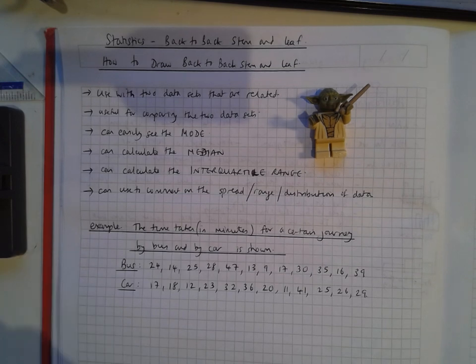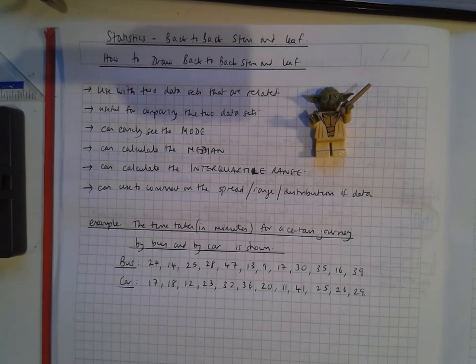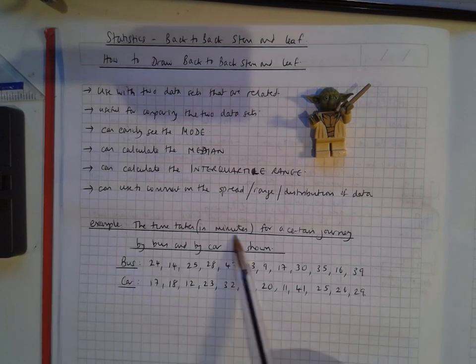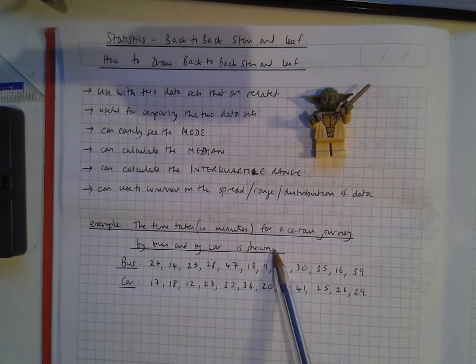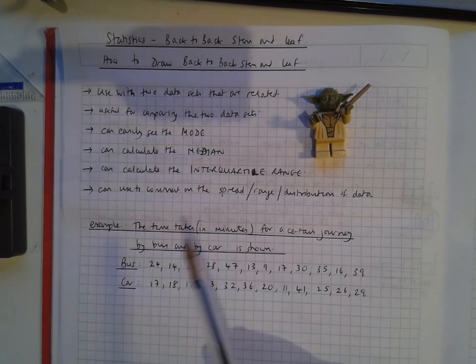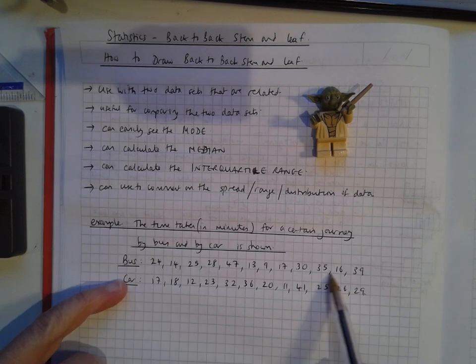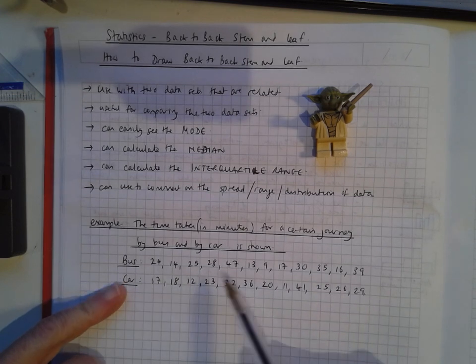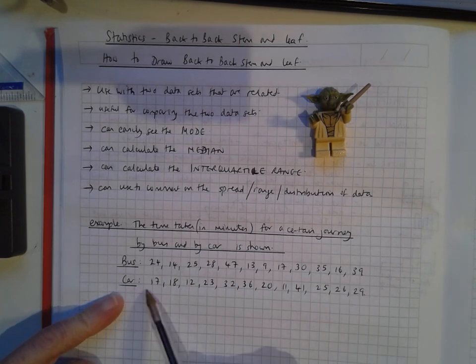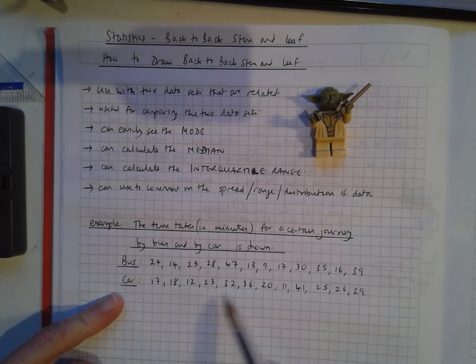Okay, so here's an example. The time taken in minutes for a certain journey by bus and car is shown. Here you can see we've got the times for the bus: 24, 14, 25 minutes, 28 minutes, 47 minutes, and so on. The car: 17 minutes, 18 minutes, 12 minutes, and so on. Obviously, the data isn't ordered yet, and the stem and leaf helps us to order the data as well.